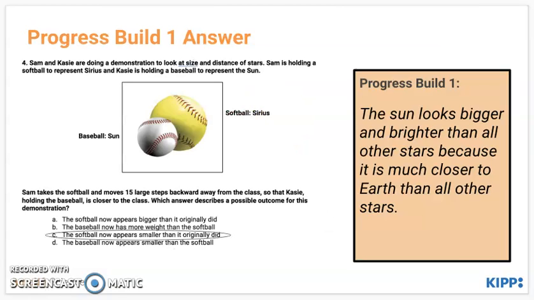The correct answer to this question is C. If Sam walks 15 steps backward, the softball will appear smaller to the class because it's now farther away.